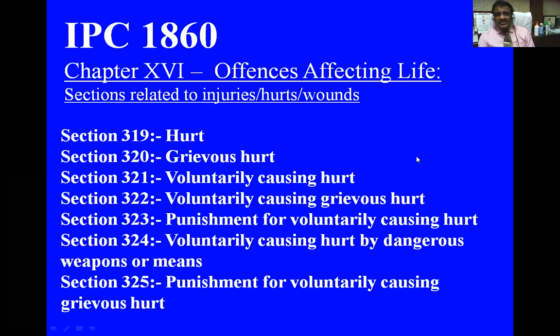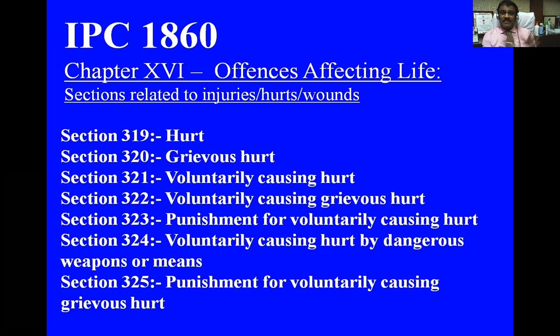All the injuries which are affecting the life of a person are called offenses affecting life, which are mentioned under chapter 16 of the Indian Penal Code 1860. So the Indian Penal Code has more than 500 sections, 514 sections at present, I think. That code, a codified book, gets amended again and again. There may be repeal, or amendment, or addition of new sections.